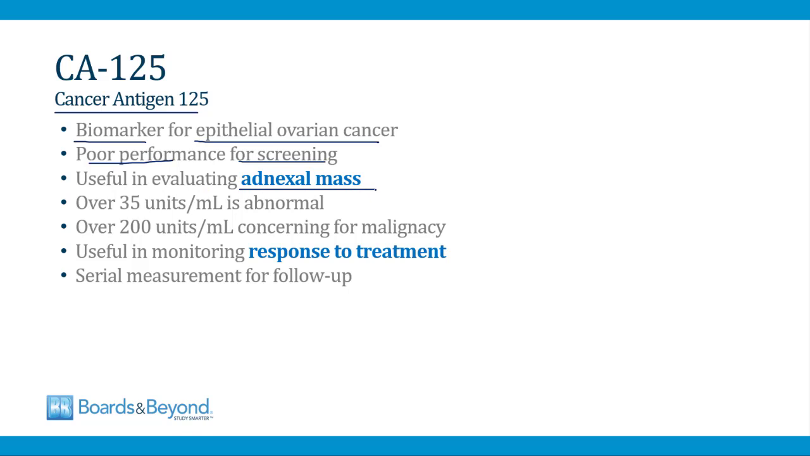I talk about adnexal masses in another video, but when a woman has a mass in the adnexa and her CA125 level is elevated, that raises the concern for ovarian cancer. Any value in a woman with an adnexal mass over 35 is abnormal, and a value over 200 is highly concerning for malignancy. The other place where CA125 is useful is for monitoring the response to treatment in women who have ovarian cancer. After a woman is treated, the level should fall, and you can do serial measurements for follow-up. If the level starts to rise, that raises concern that the cancer may have recurred.